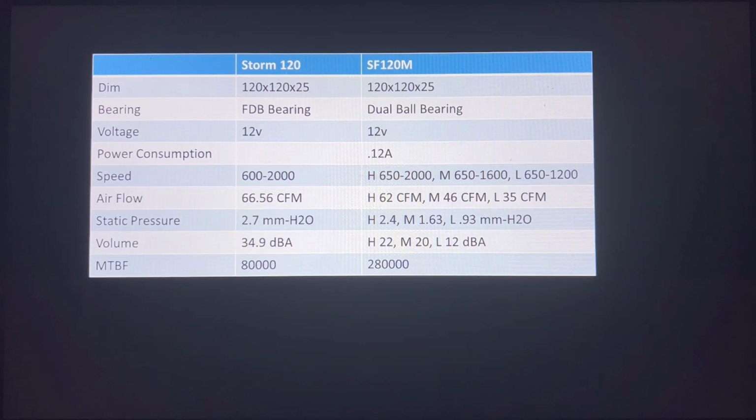Airflow in CFM for the Storm is 66.56, and for the SF120M it's 62, medium 46, and low 35. Static pressure for the Storm is 2.7 millimeters of H2O. For the Master Fan, it's 2.4, 1.6, 0.93. Noise levels listed there, 34.9, 22, 20. So the Cooler Master Fan is substantially quieter by their ratings.